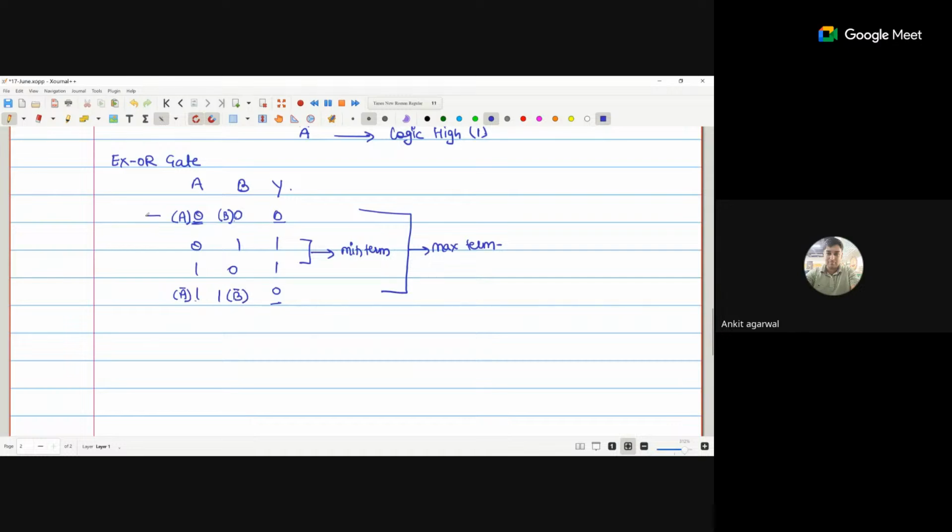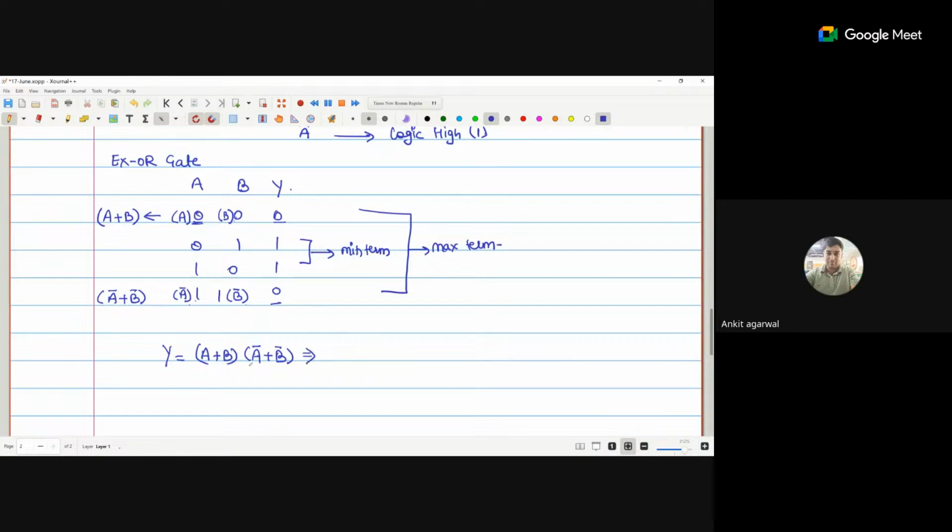Okay, so for this one the term is the product of sums. So the variables should be represented in the form of a sum. So finally the output is what? A plus B, A bar plus B bar.